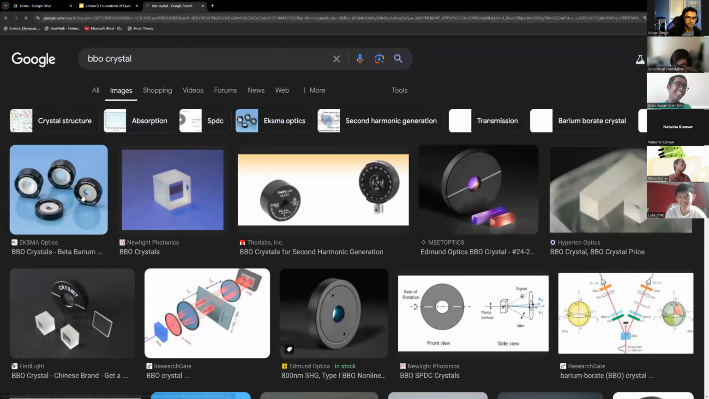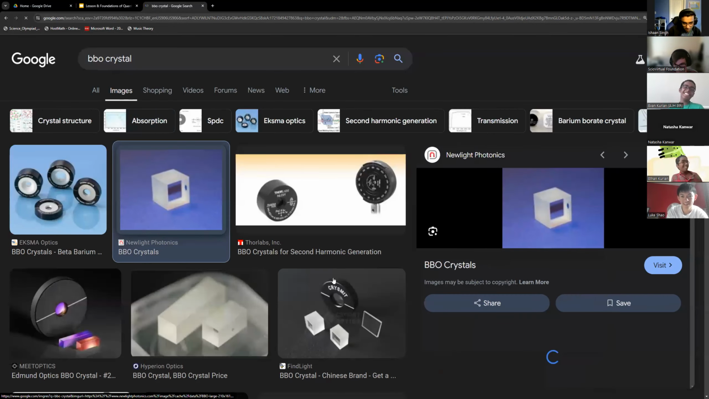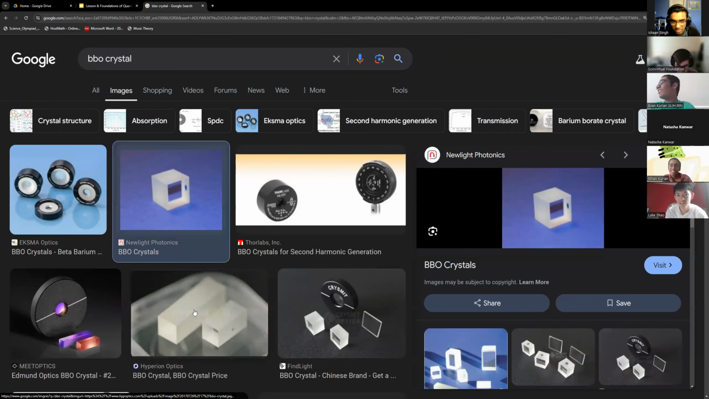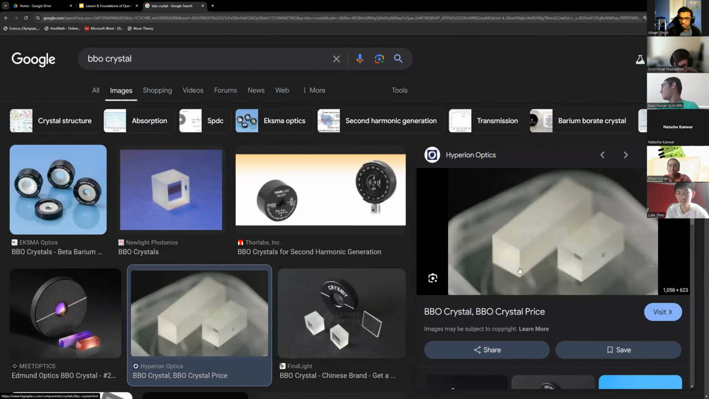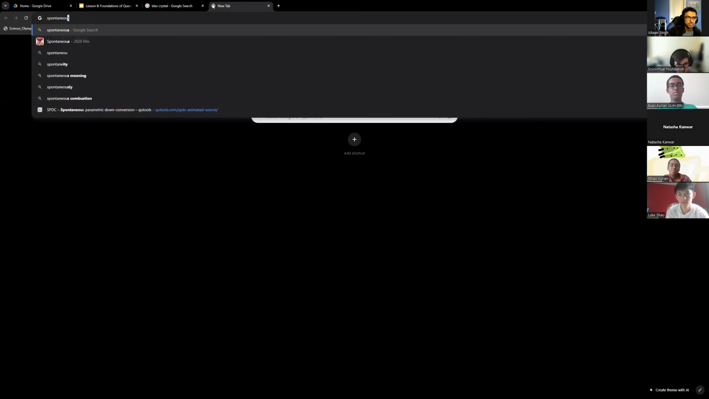Beta barium borate, I was wrong. When I say BBO crystal, it's literally just like one of these things. It's a small prism that you can just send some light through, and then it does what's called spontaneous parametric down conversion.